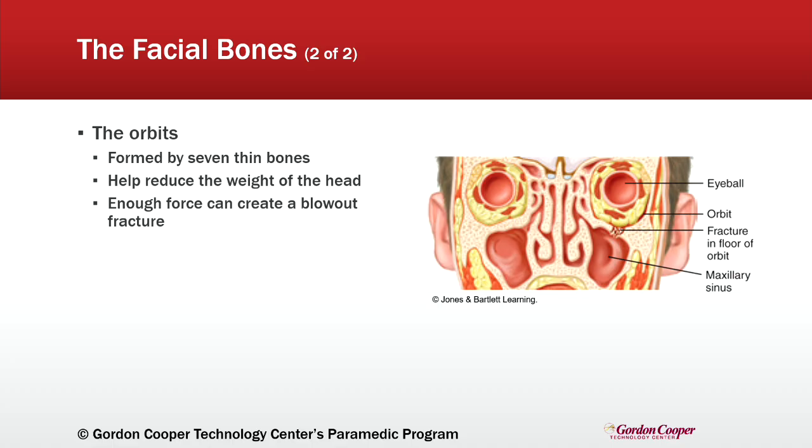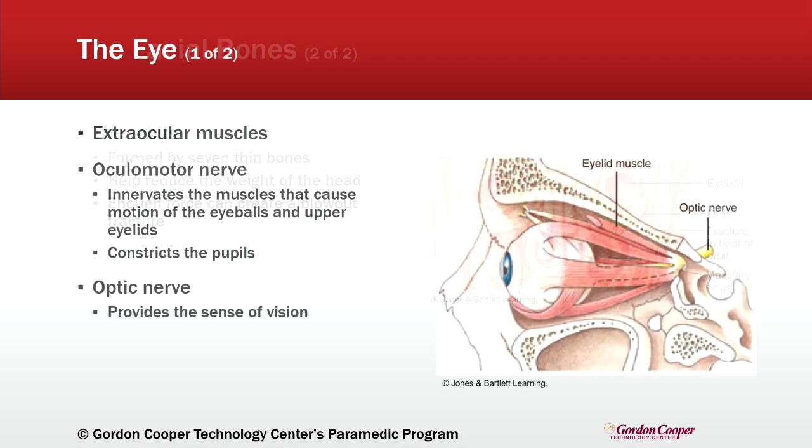The orbits, or the eye sockets, are made up of 7 thin bones that help reduce the overall weight of the head. Because they are thin and delicate, the orbits are vulnerable to injury. A strong enough force to the eye can cause a blowout fracture, breaking the thin bones of the orbit. The eye is susceptible to many kinds of injuries, such as impalements, burns, and foreign objects.